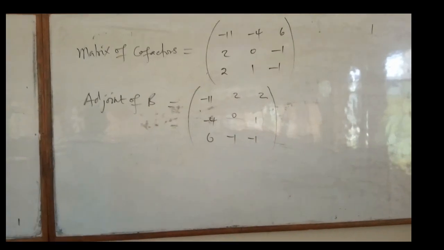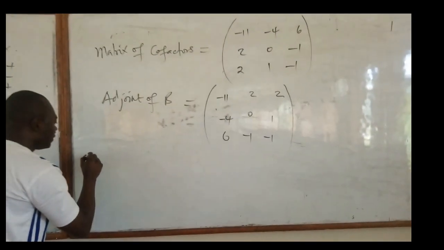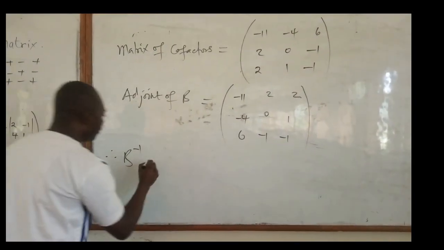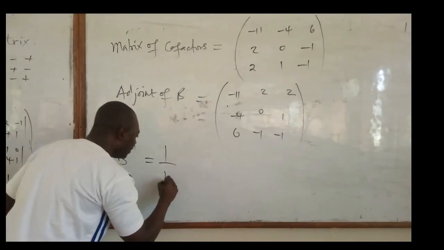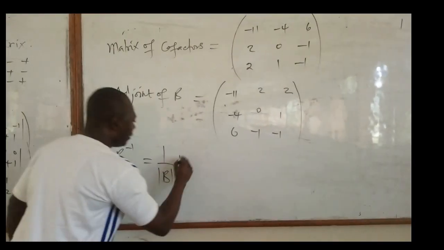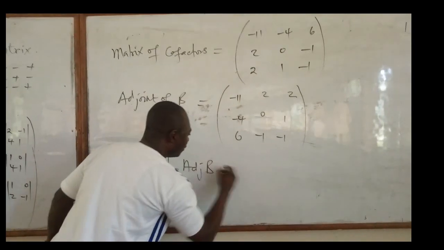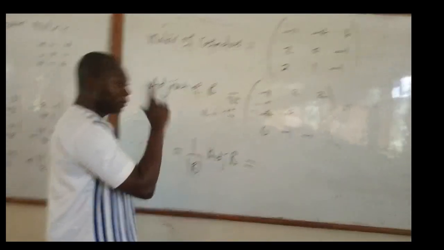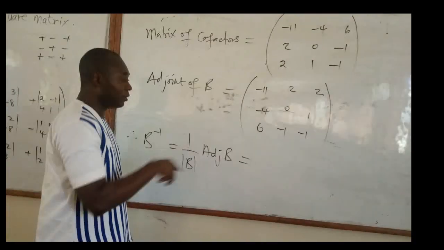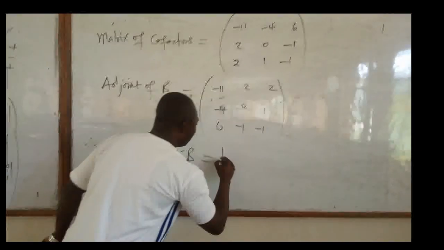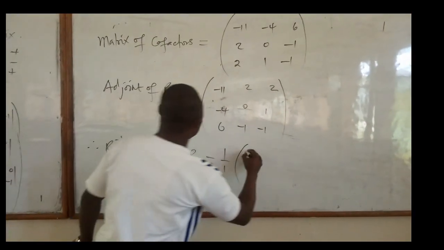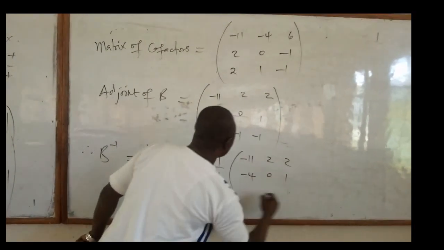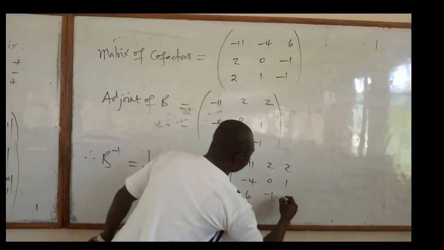Now, having obtained the adjoint, then you move ahead to find the inverse. Therefore, B inverse, the inverse of the matrix we are given, is equal to 1 over the determinant of B times the adjoint of B. And the determinant was 1. You find the determinant to be 1 in all the methods we use. So 1 over 1 times the adjoint, negative 11, 2, 2, negative 4, 0, 1, 6, negative 1, negative 1.